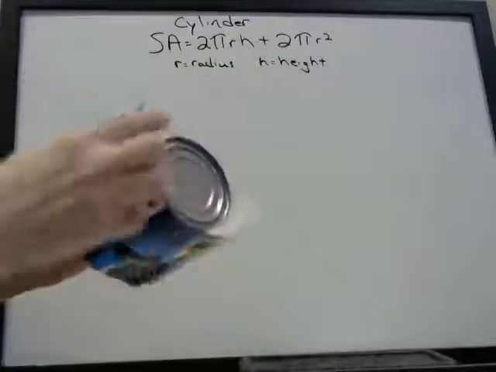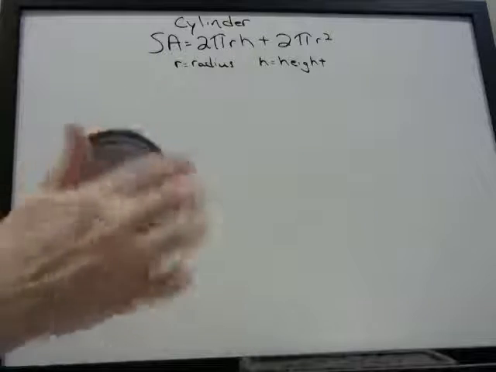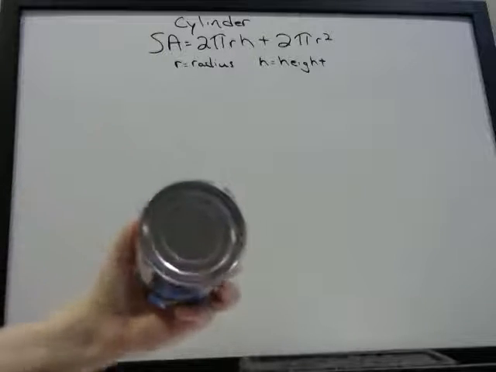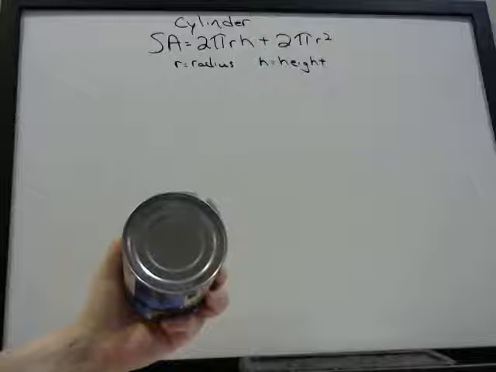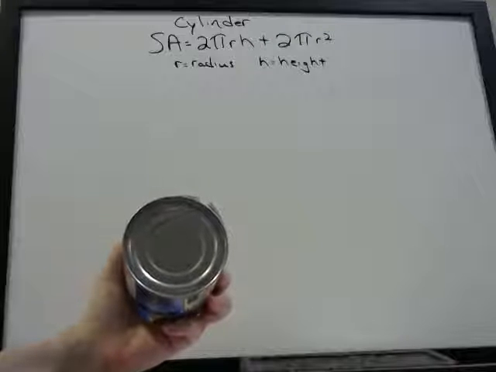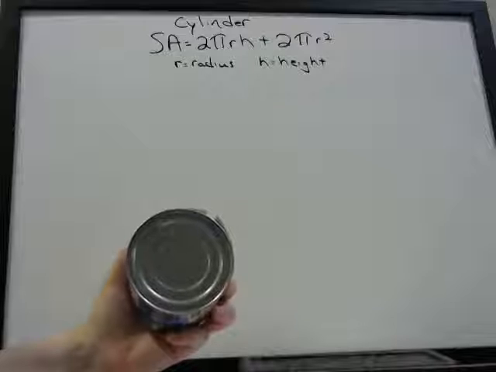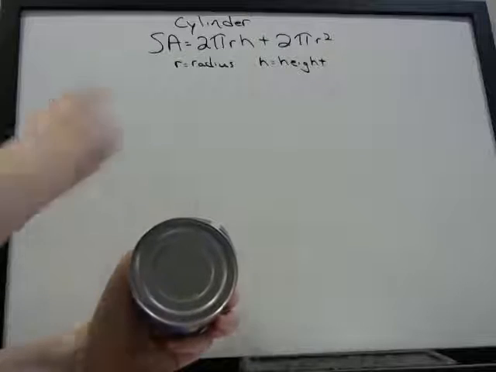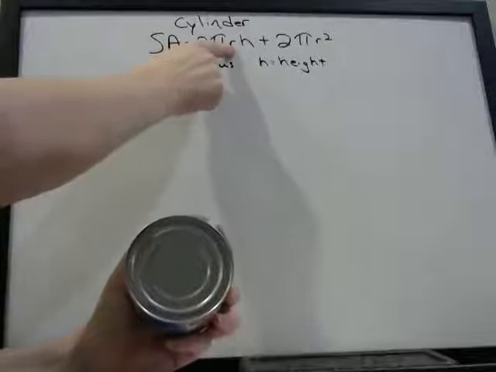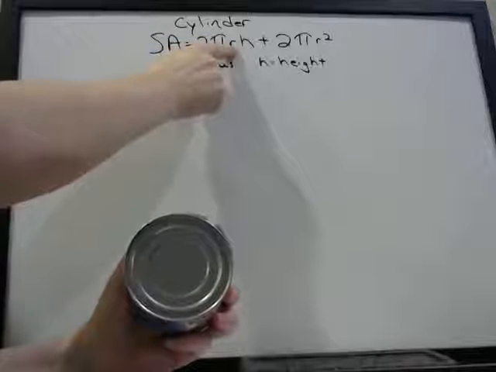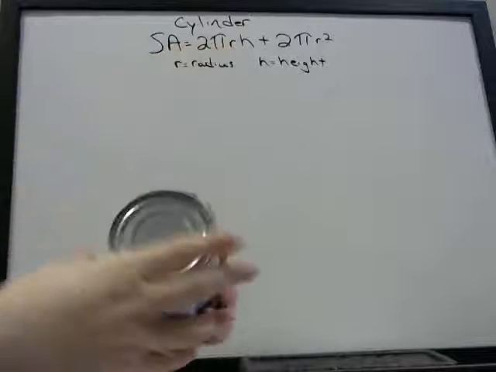So this length is going to be the circumference of this circle. If you don't know what circumference is, please watch that video as well. So if you have it memorized, or you can look on your formula sheet, what is the circumference of a circle? It's 2 pi r, 2 times pi times radius. That's the circumference of a circle.